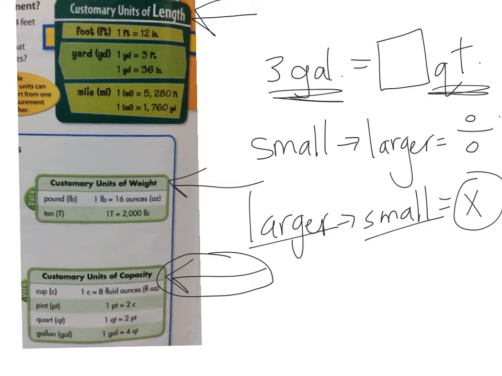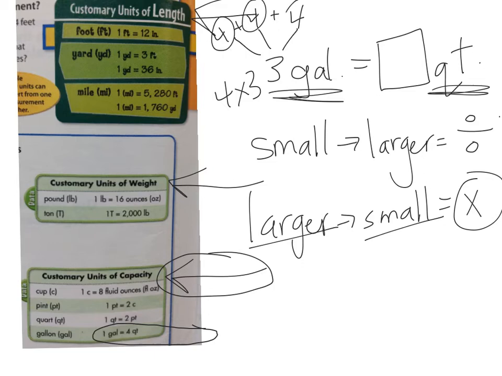What we're going to do is look at the chart and we see that for every 1 gallon, there are 4 quarts. So for each of these 3 gallons, there are 4 quarts. We can get the answer by either adding up all of these 4s or simply multiplying 4 times 3, because there are 3 groups of 4. So either way, our answer will be 12.